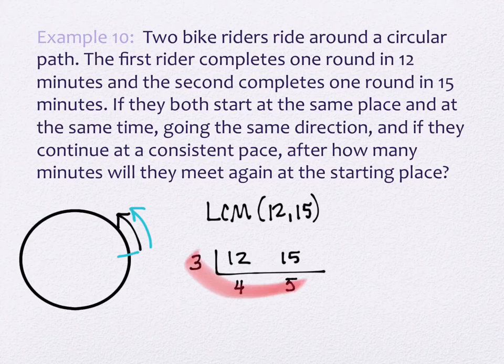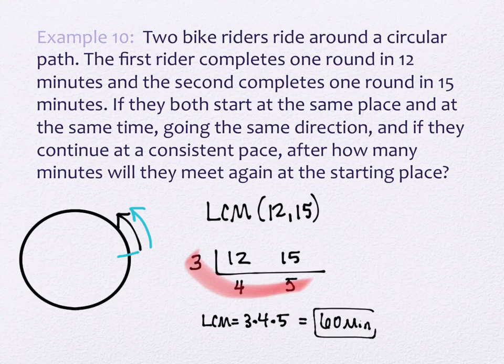If I multiply all around the outside, my least common multiple will be 3 times 4 times 5, which is the number 60. This is a context question. 60 what? Minutes. After an hour, 60 minutes, they will end up at the starting spot at the same time. Okay, does that make sense?